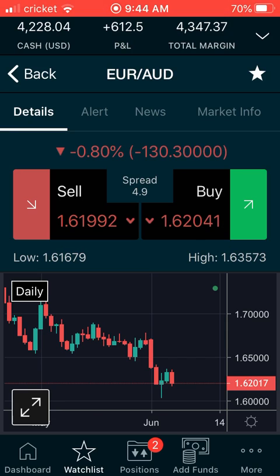So I'm on the daily chart. How do I make it landscape? You just either can turn your phone sideways, or you can just press this double arrow that's down here in the lower left hand side.